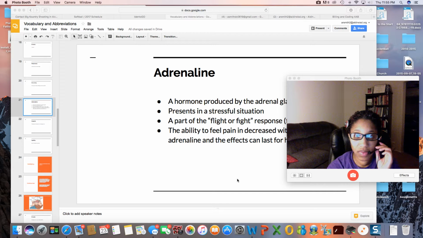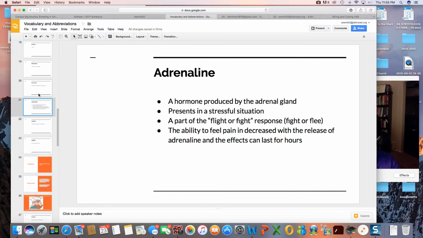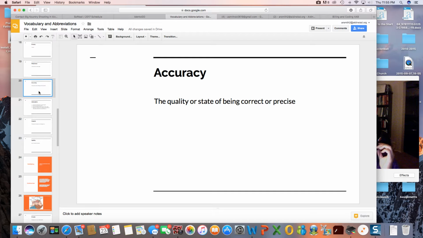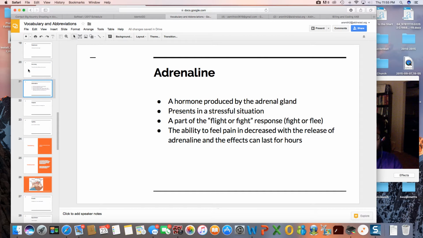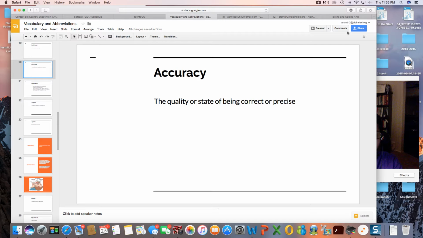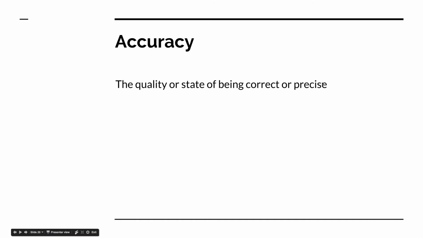Okay, so this is video 2 of your vocabulary. We're going to start off with accuracy. That should be the next word. Accuracy is the quality or state of being correct or precise. The quality or state of being correct or precise.